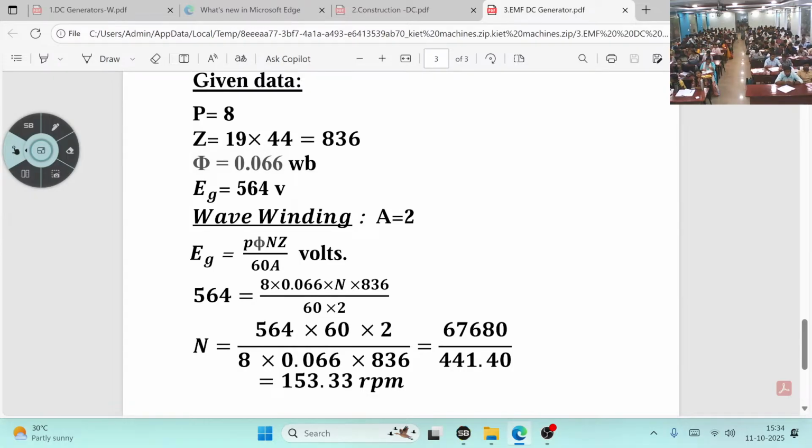So speed is 153 RPM. 153, number of revolutions per minute. 153 revolutions will be made by this generator in order to generate an EMF of 564 volts.